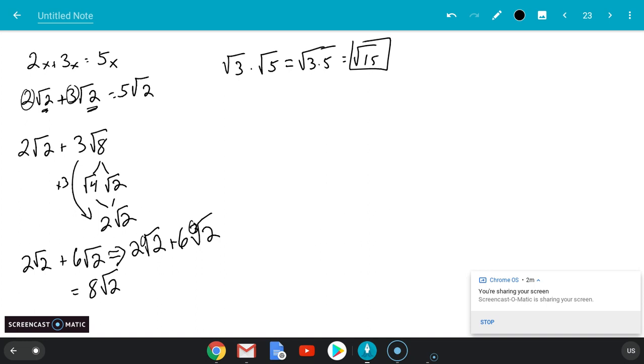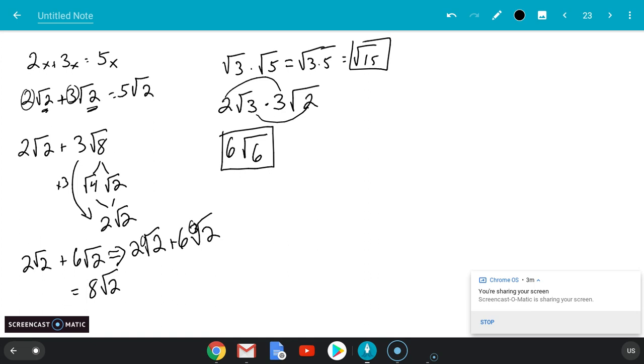Say I have, for example, 2 square root 3 times 3 square root 2. Now, if this was an addition problem, then you'd be done because I can't combine them. However, since you're multiplying, you just multiply the coefficients here. So 2 times 3 is 6. And since these radicals have the same index, you just multiply the numbers inside. 3 times 2, 6. So that would be my final answer here.